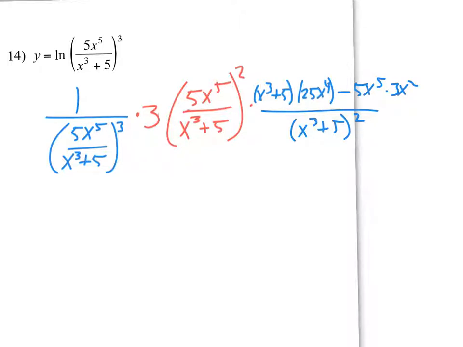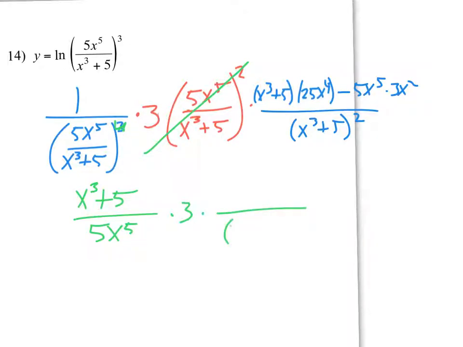Okay, we're going to play some fun math for a minute. The first thing I noticed is I've got this big fraction cubed and this big fraction, the same thing, squared. That means that the squared part can get rid of all but one of those things. The next thing I notice, I've got 1 over this fraction. So I'm going to rewrite that as its reciprocal, x cubed plus 5 over 5x to the fifth. My second part is just going to be times 3. My third part, the key here, is going to be we've got x to the third plus 5 squared, which means that can cancel with that.